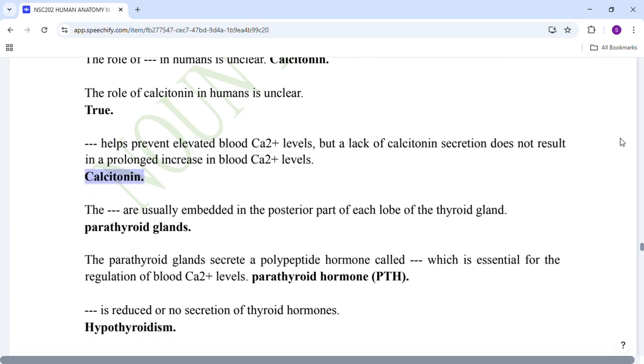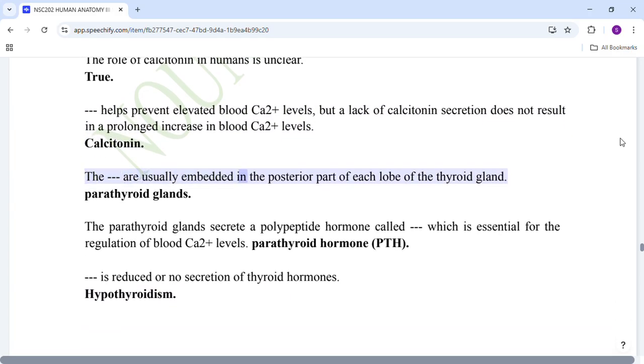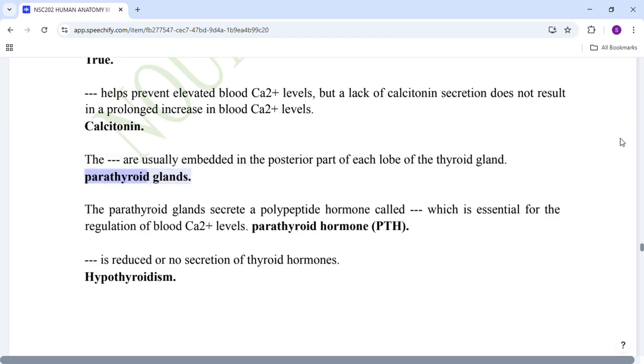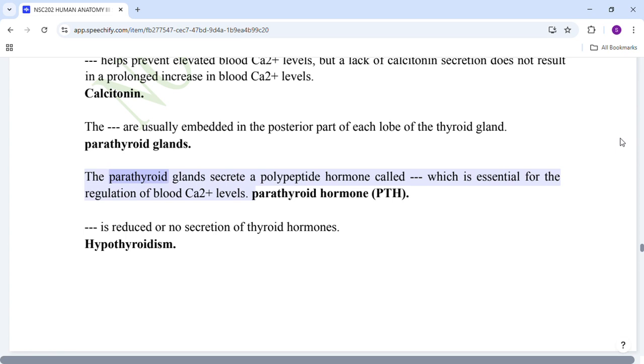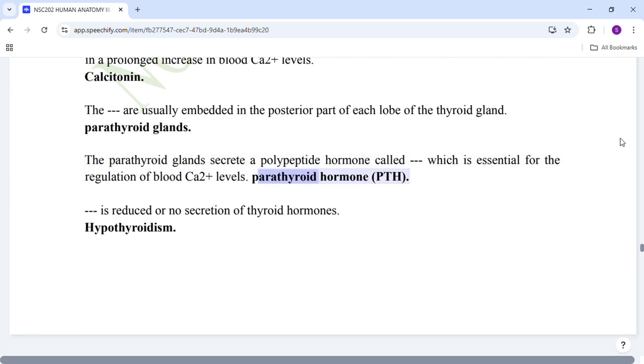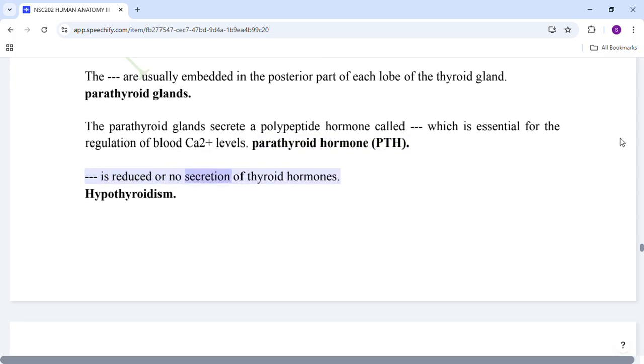The parathyroid glands are usually embedded in the posterior part of each lobe of the thyroid gland. The parathyroid glands secrete a polypeptide hormone called parathyroid hormone, PTH, which is essential for the regulation of blood Ca2+ levels.